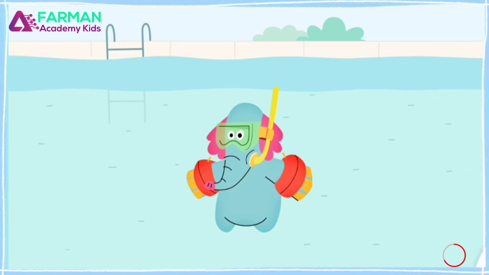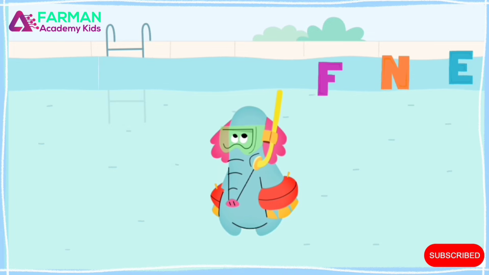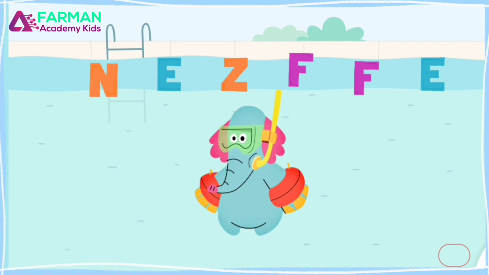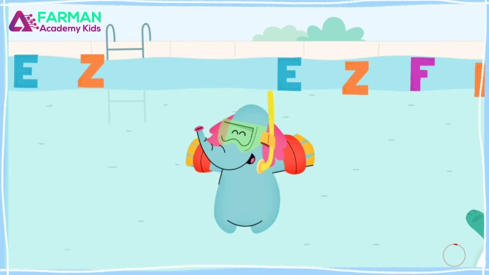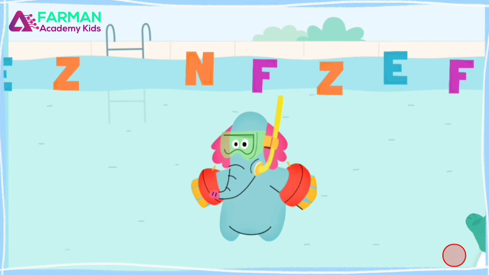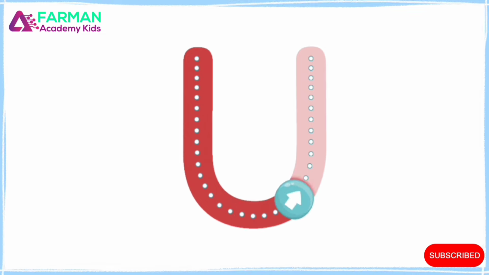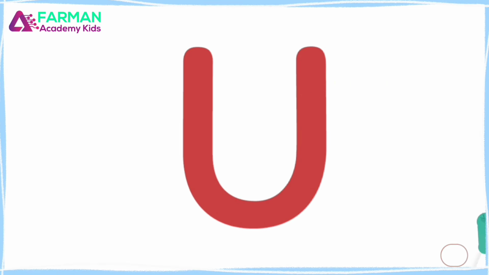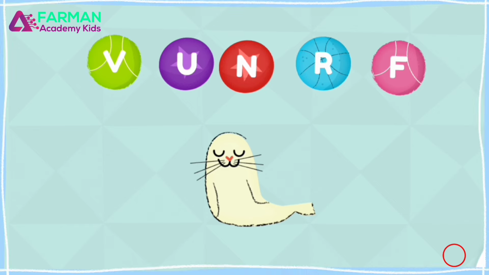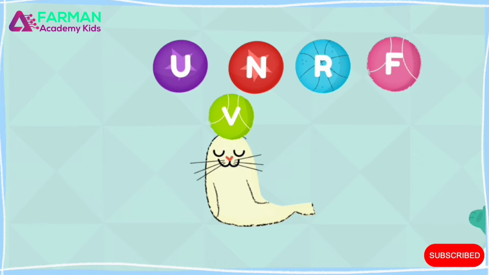Give the letter F to Olo. Awesome! You gave the letter F to Olo. Trace the uppercase letter U. Great! You traced the letter U. Give the ball with the letter V to the seal. V. Awesome!